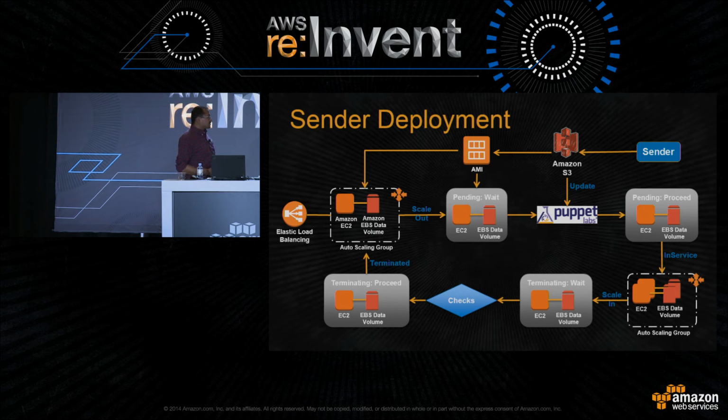As we are also using EBS for our data volume, we can also look for an EBS volume that has some data that has not yet been sent, attach that EBS volume, and then send that data further into the pipeline.